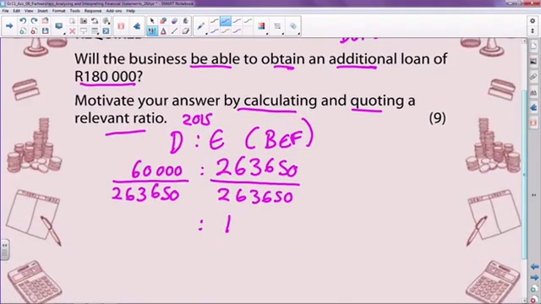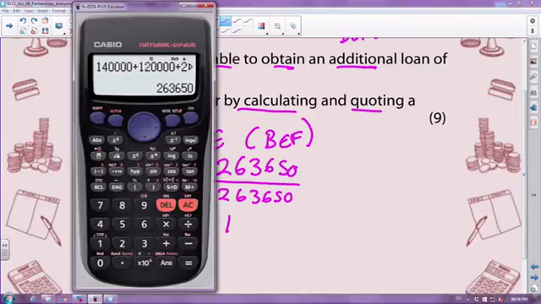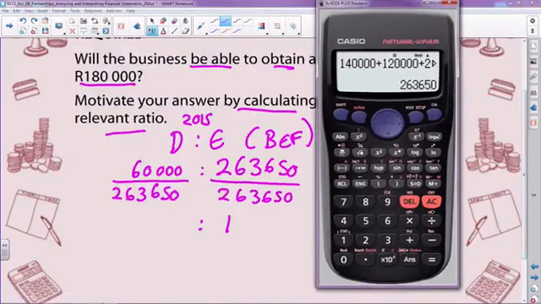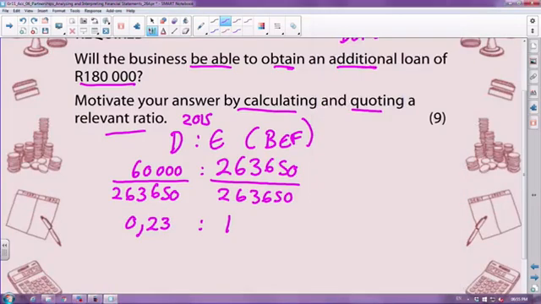Okay, so the ratio, let's calculate this together, guys. So 60,000 divided by 263,650, and that gives me 0,2, and let's just round off to the second decimal, so 0,23 is to 1. Right, now what is this ratio telling me?